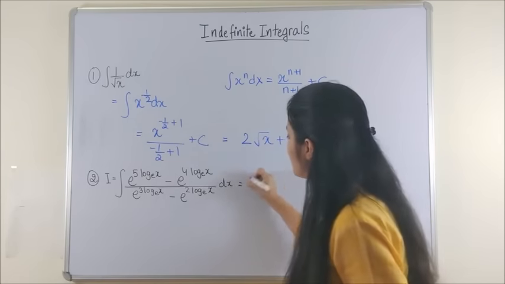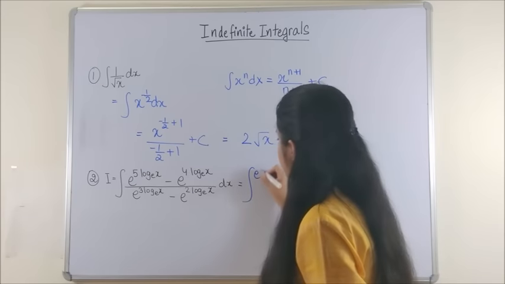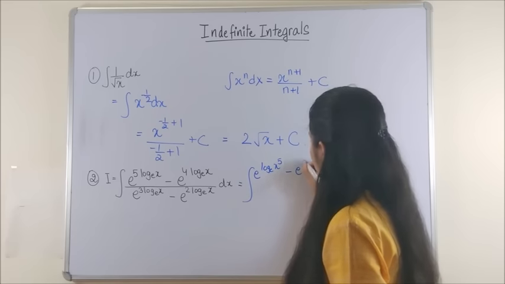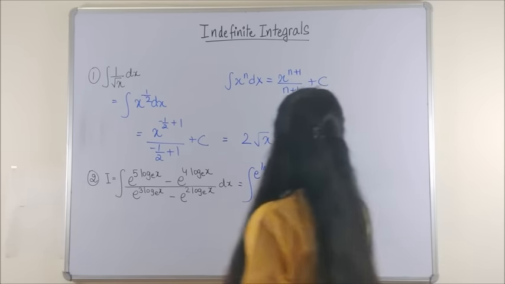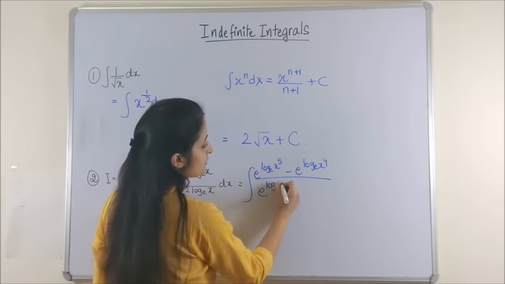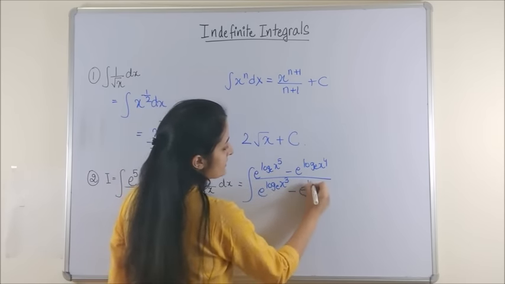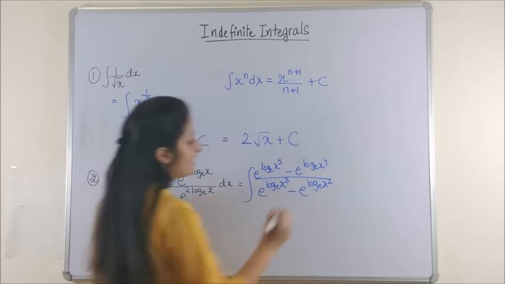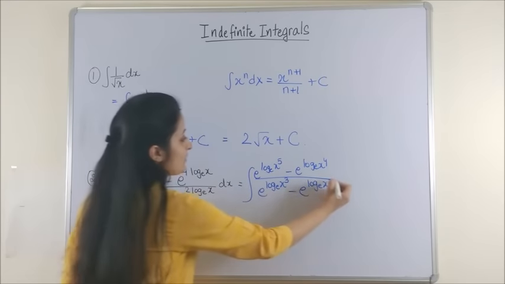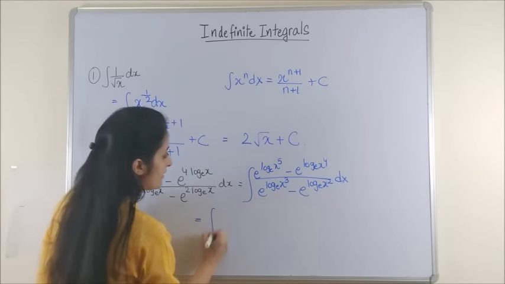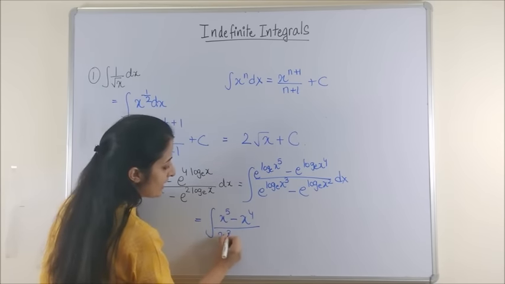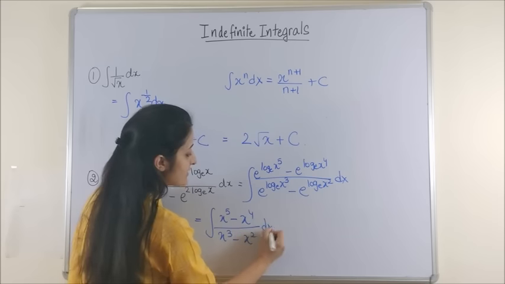So, using the properties, we get this is e to the power log x raised to the power 5, and likewise this becomes e to the power log x raised to the power 4. This one is e to the power log x cube, and this is e to the power log x square. Now you know e to the power log x gives us x. So here we are left with x raised to the power 5 minus x raised to the power 4 upon x cube minus x square dx.